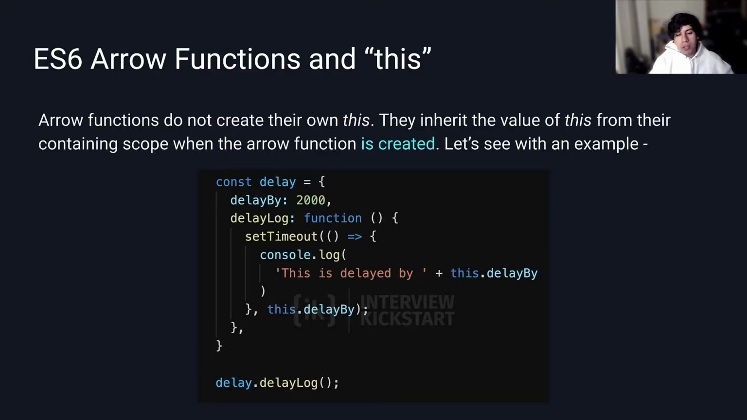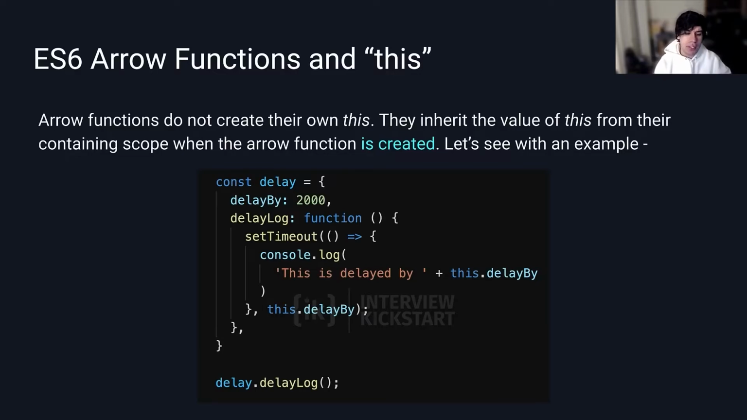So just remember that when you're looking at an arrow function and you see a this inside the arrow function, ask yourself, when was this arrow function created? Because when it was created, look at the outer scope. What was the value of this when the arrow function was created? And that's your this value inside your arrow function.